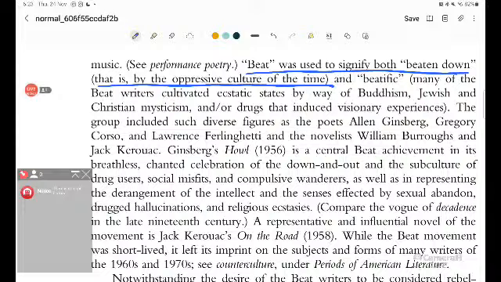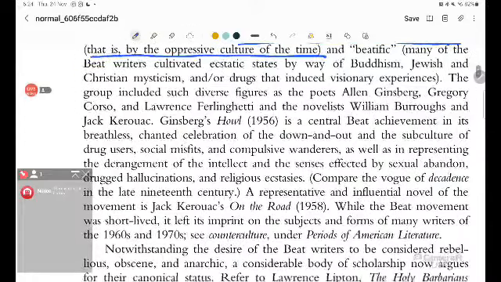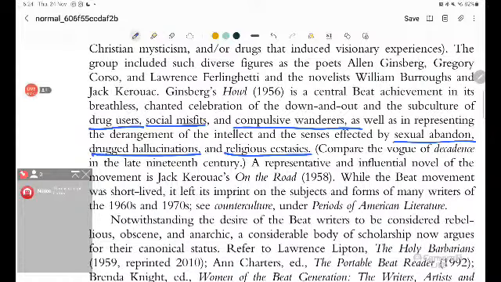that induced visionary experiences. The group included the diverse figures of poets like Ginsberg, Gregory Corso, Lawrence Ferlinghetti, and novelists William Burroughs and Jack Kerouac. Ginsberg's Howl is a central beat achievement in its breathless chanted celebration of the down and out and the subculture of drug users, social misfits and compulsive wanderers, as well as representing the derangement of the intellect in the senses affected by sexual abandon. ये भी important है, sexual abandon, drug hallucinations, religious ecstasies. यहाँ पे social misfits, drug users भी थे and compulsive wanderers भी थे.